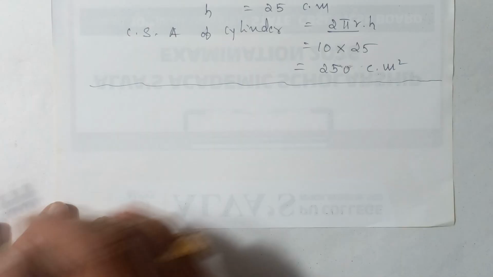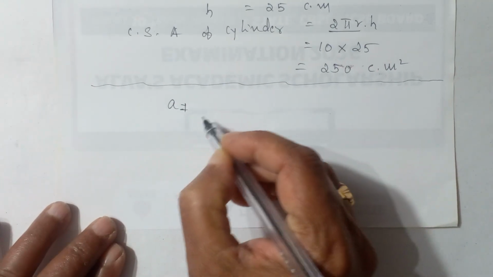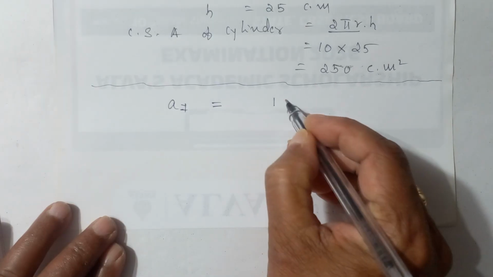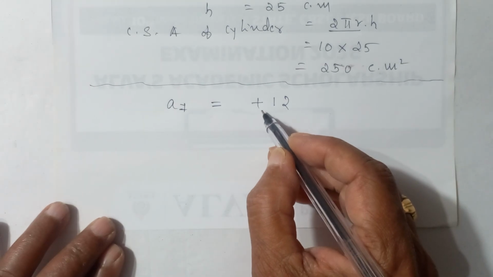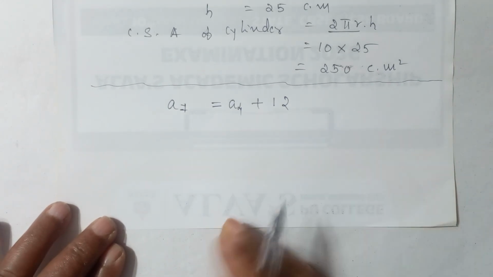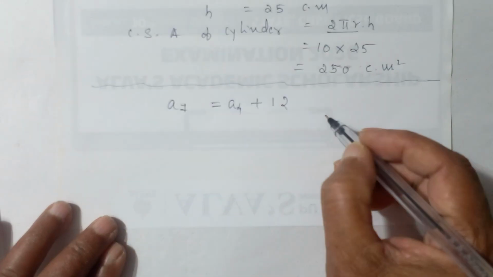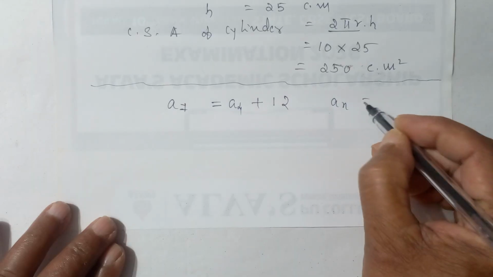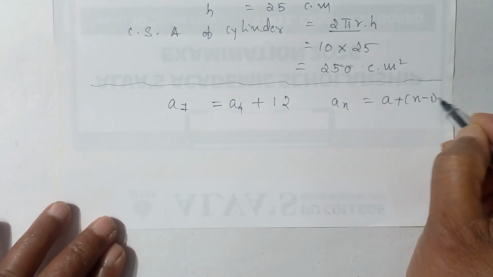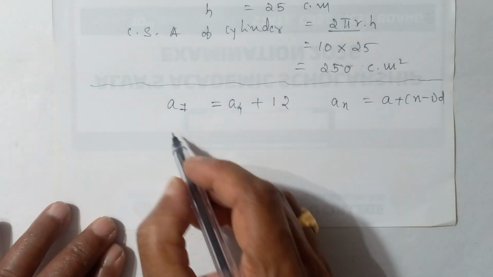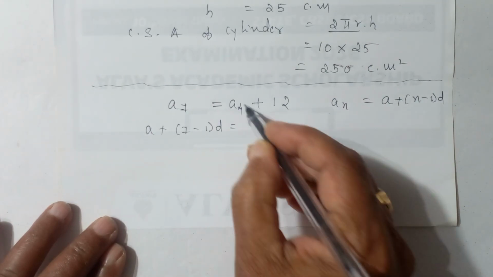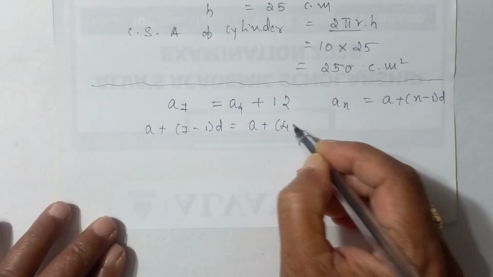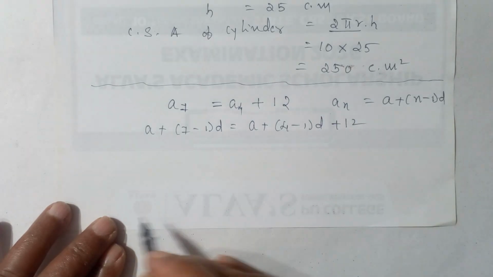Observe carefully. What are the things you have to observe? Seventh term means A7 is 12 more than its fourth term. More means plus, less means minus. Its fourth term means A4. Here I want to express A7 using the identity an is equal to a plus n minus 1 into d. Here A7, that is a plus 7 minus 1 into d, is equal to A4, a plus 4 minus 1 into d, plus 12.